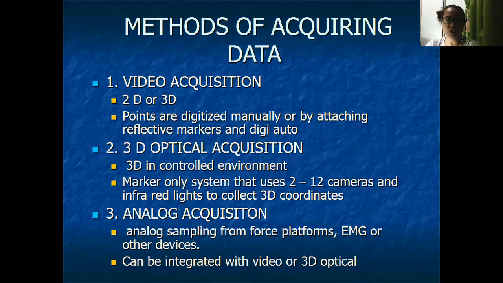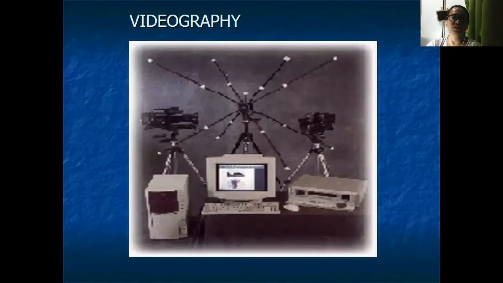Then the analog acquisition, using force platforms, EMG, or other devices. These are already high scientific technology that may not be applicable for us. They can be integrated with video or 3D optical. But if you go further in studying after you complete your business program, then you can go for some specializations. Videography is very important. For now, this is already very common because most of us have cell phones, and some cell phones have the capacity to do slow-motion movements.